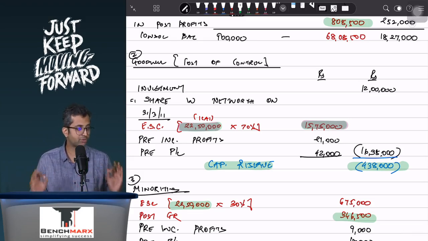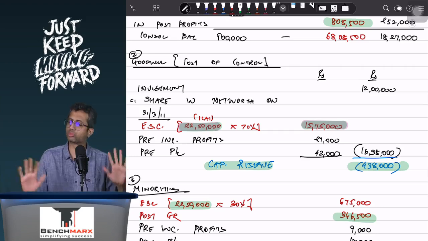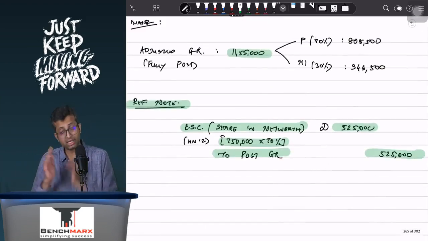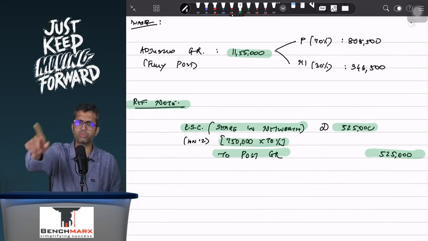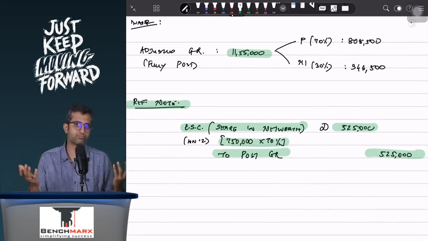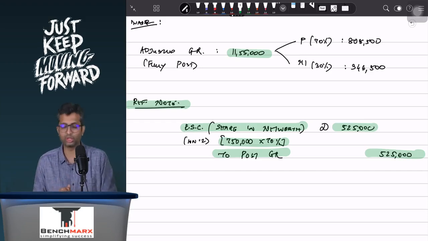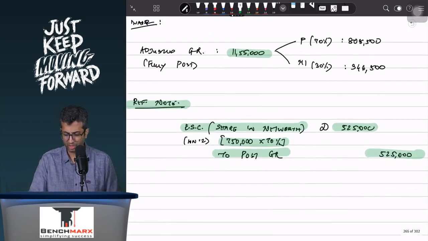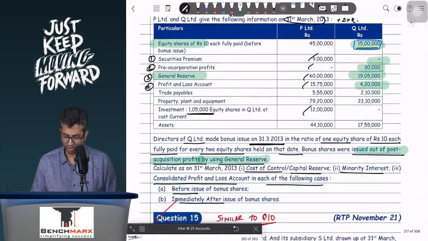So long story short, if the bonus is out of post-acquisition profits, you will do it the way the Institute does and not pass this adjusting entry. Unless the Institute comes up with a modification. If it does, we'll put a separate video out. But other than that, you will ignore this adjusting entry and do the working ignoring that. Are we clear with this? Okay. So this takes care of your question pertaining to bonus.